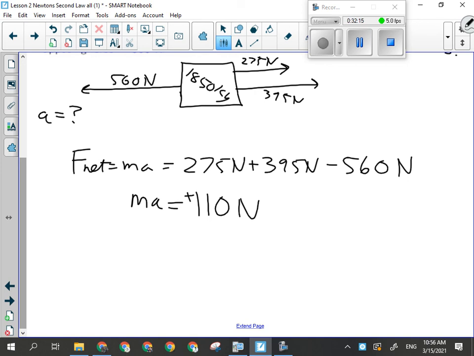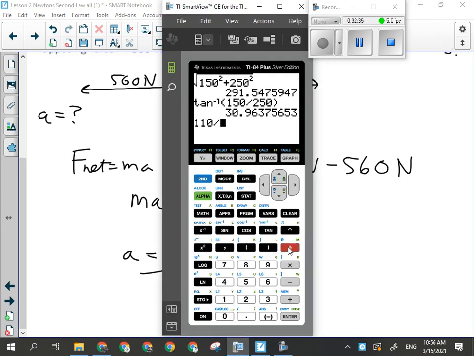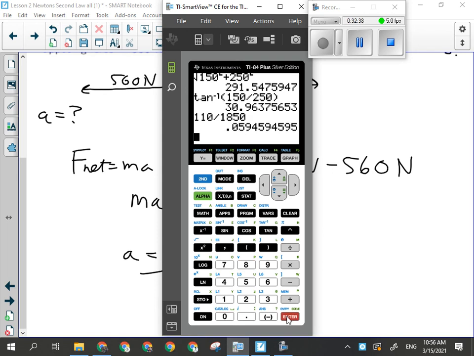Okay, that equals m times a. Do I already know what m is? All right, so I can calculate the acceleration then. The acceleration is going to equal positive 110 newtons divided by 1,850 kilograms, which was the mass of the car they gave me in the question. All right, so 0.059, we have three significant digits in this question. So 5.94 times 10 to the minus 2. Sorry, 5.95 times 10 to the minus 2.